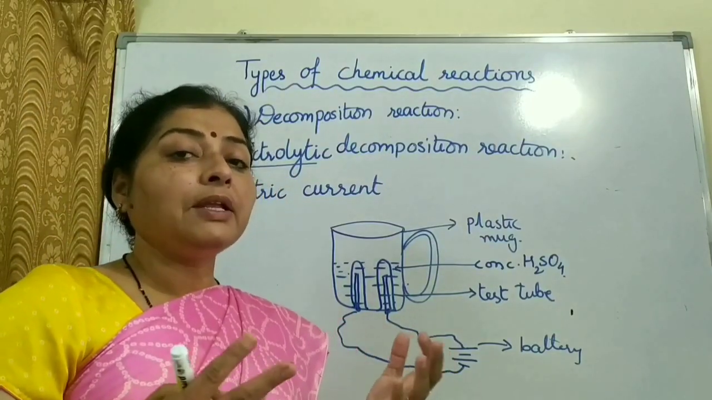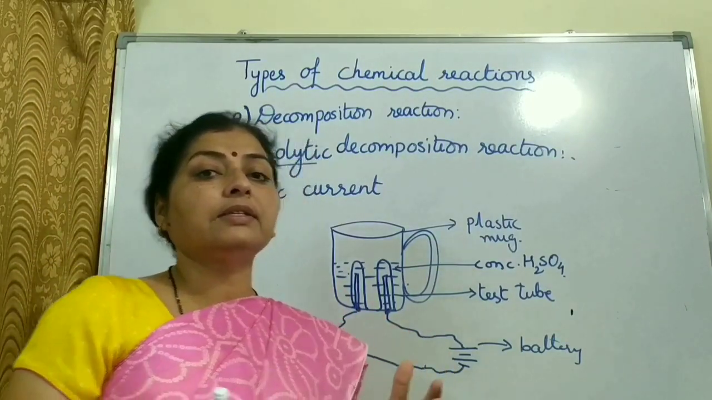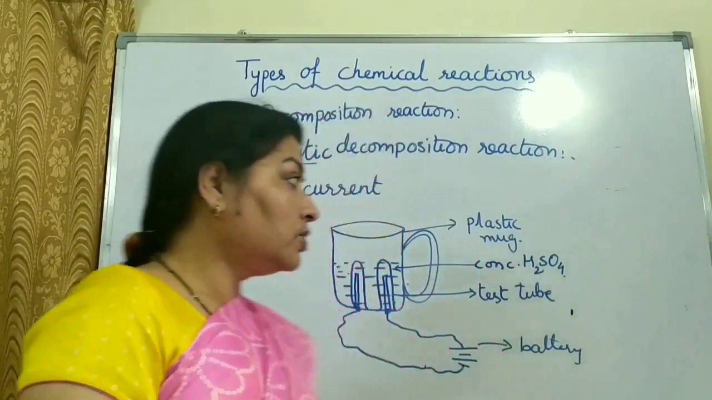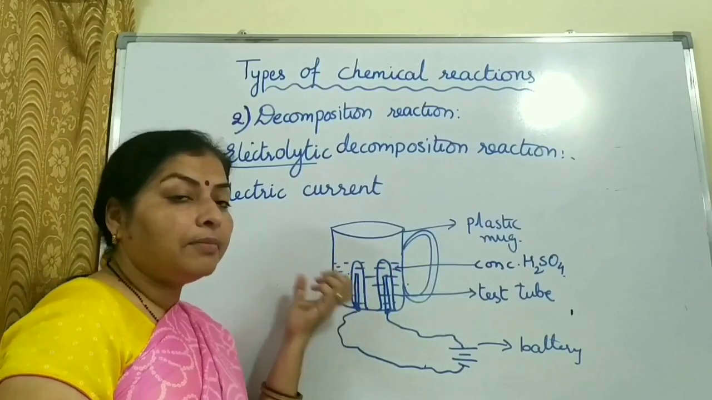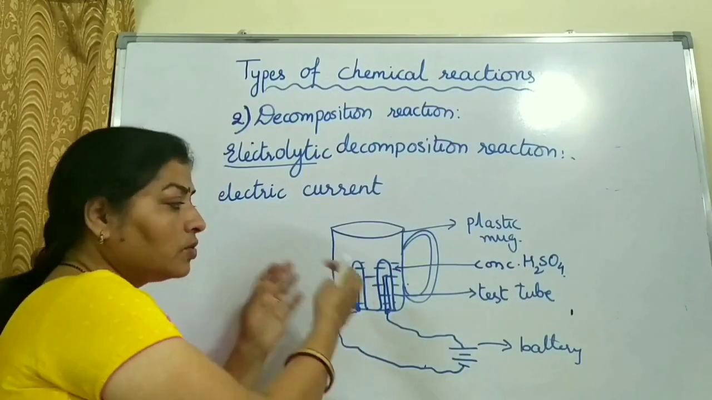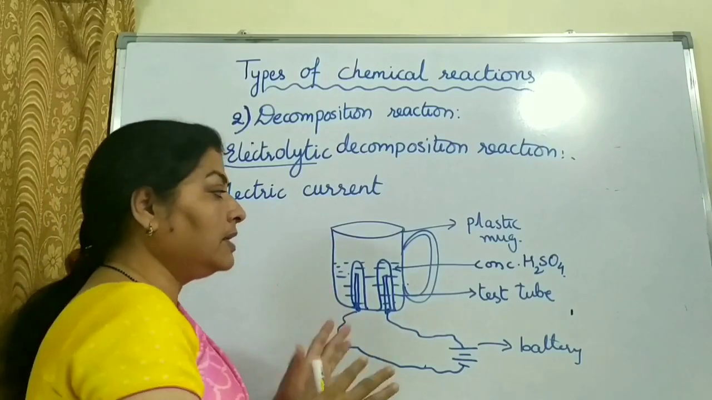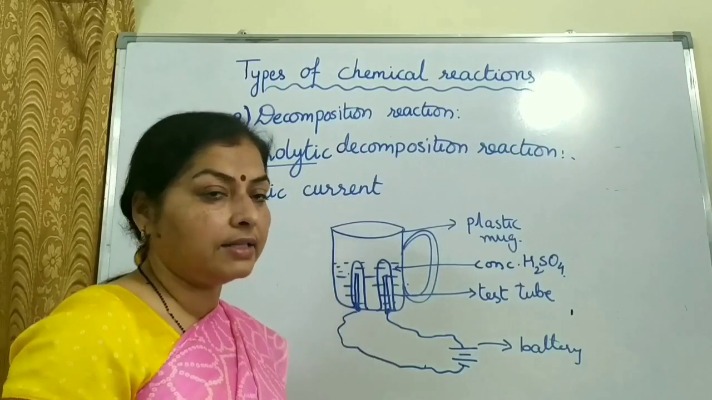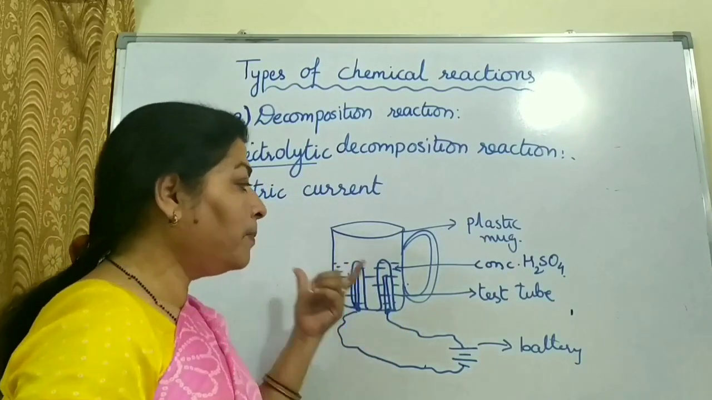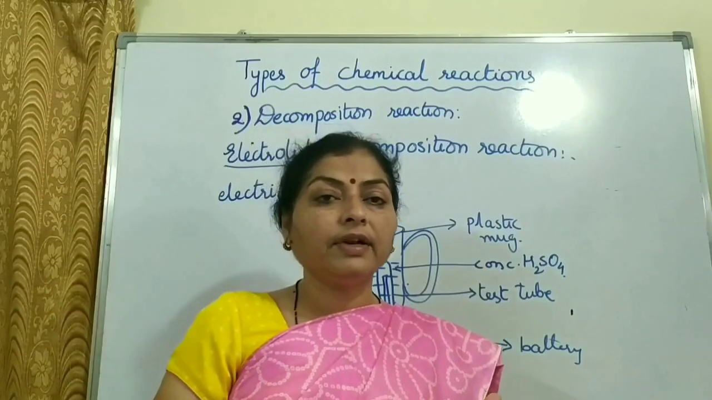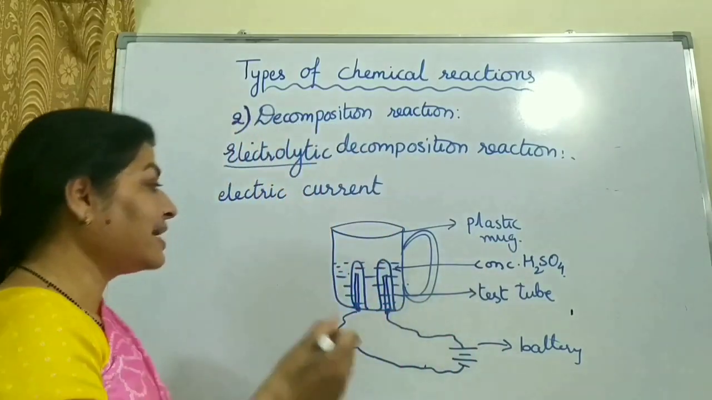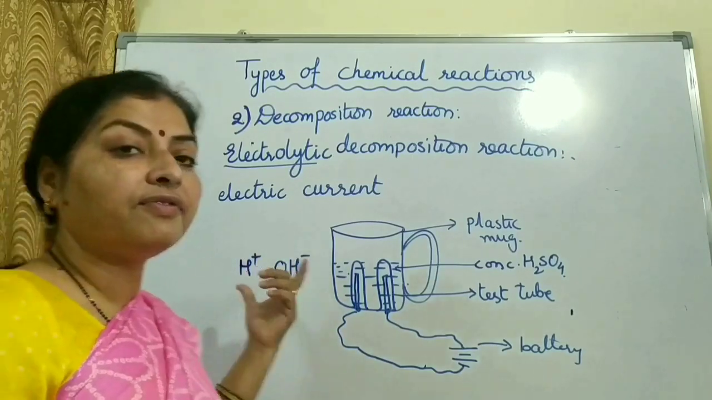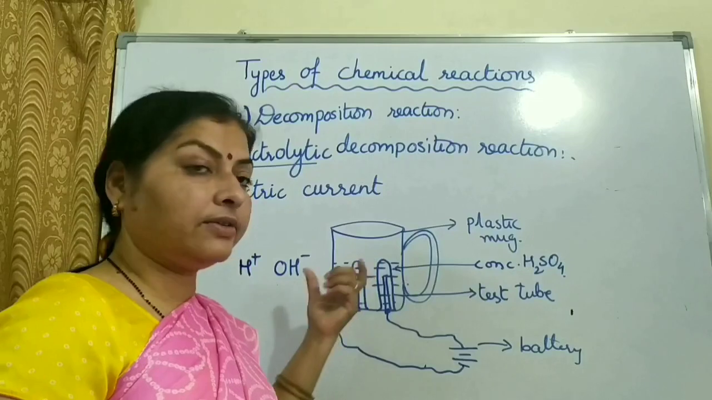So let us see what is the meaning of electrolysis. Electro means electric current, with the help of electric current, and lysis means breaking. So electric current can be carried in a solution by means of ions. It means, in short, that current can pass through a solution only if it has ions. Here we are taking water. Pure water, as we know, is a bad conductor of electricity. Pure water has H plus and OH minus ions, but these ions are not sufficient in number to conduct electricity.